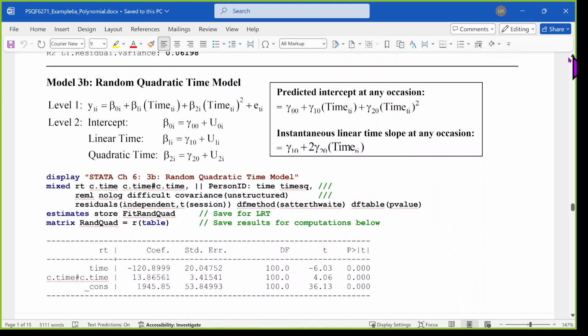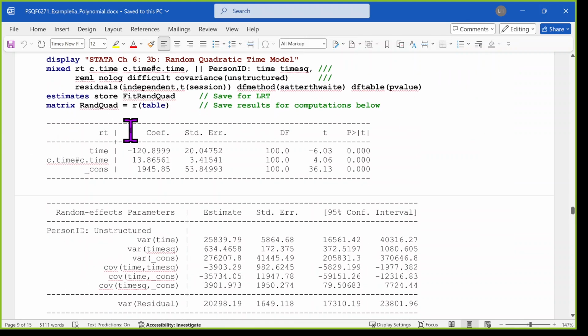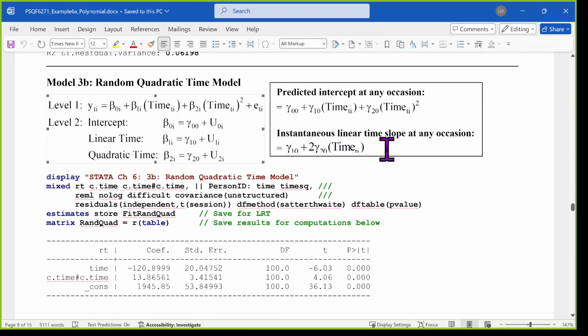This is page 9. There we go. So I have time as my predictor here. I don't have the centering in the model, but that is something that I would have to either put in the equation or put in the text.